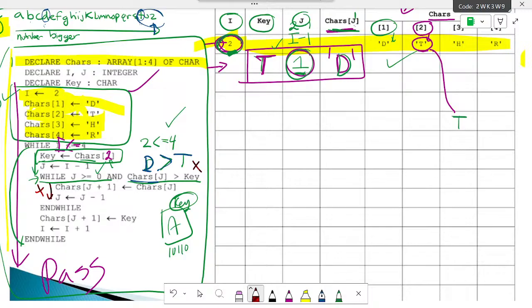So now we are here, right? We just keep on going. This is the very first pass. We have char j plus 1. What is j equal to?